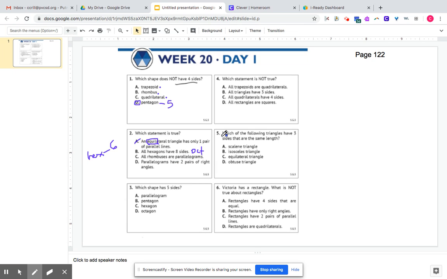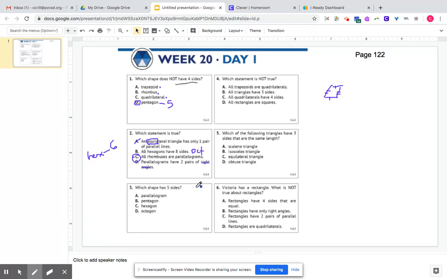All rhombuses are parallelograms. Let's think about that one. Let's just take a look at D. Parallelograms have 2 pair of right angles. Well, no, parallelograms have 2 pair of parallel sides. So this part makes that not true. Rhombuses are parallelograms. If you remember, rhombuses are shapes that have 2 pair of parallel sides, and the sides are all equivalent in length. So I'm just marking that up as equivalent. Parallel sides equal in length, making C a true statement.